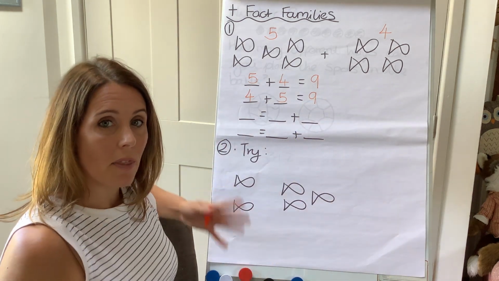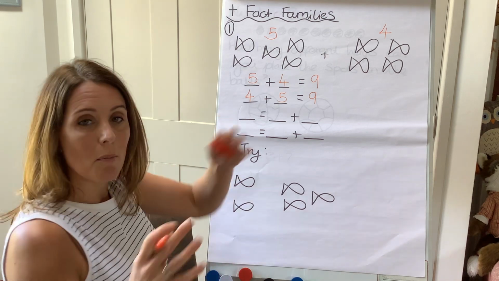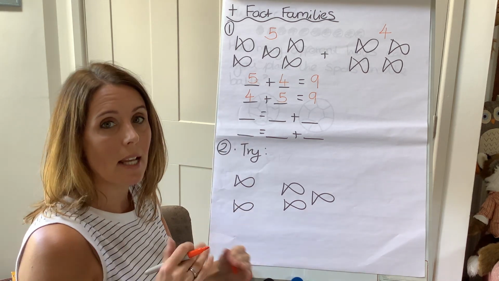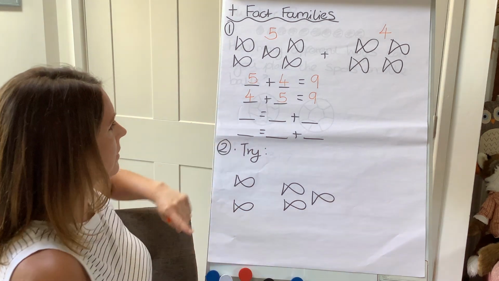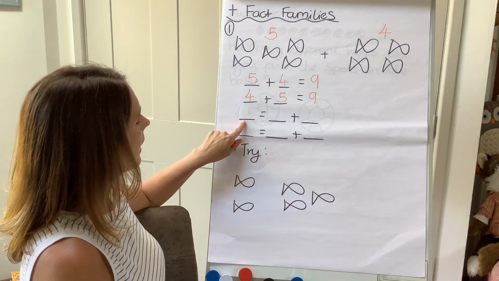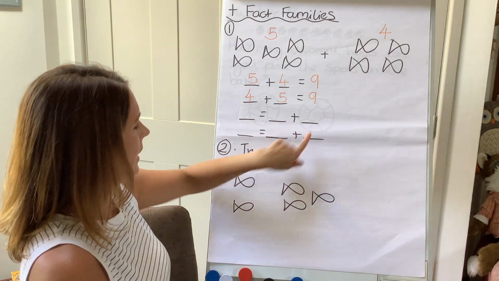Because we learned in these sessions that addition is commutative, the parts can be added in any order. We will get the same answer. It doesn't matter which order we add the parts together. Okay, so something is equal to something and something.